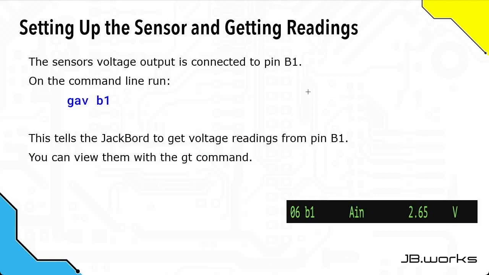Now that we've done the physical connections to the JackBord Basic, we want to start measuring the voltage that's coming out of port pin B1. And to do this, you simply use the GAV, which is get analog voltage space B1, because we want to read the voltage from pin B1. And then subsequently, you can use the GT command to see what the voltage values are.